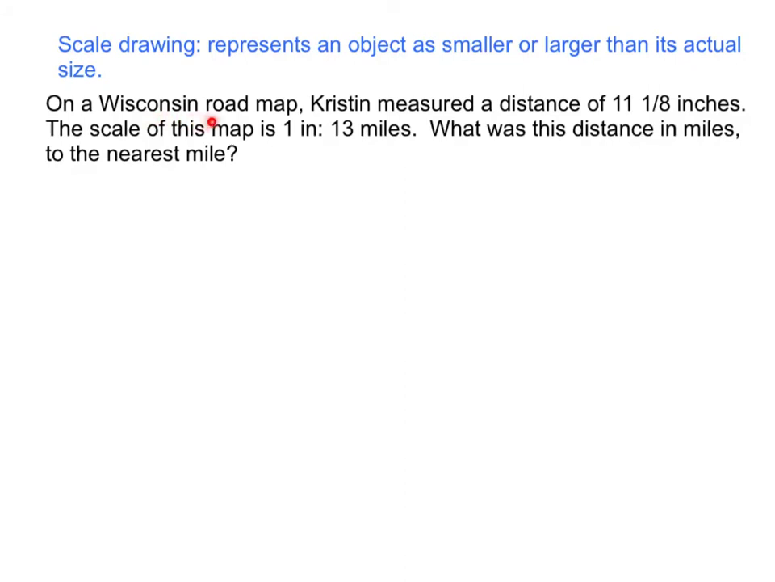So on a Wisconsin road map, Kristen measured a distance of 11 and 1/8 inches. The scale of this map is 1 inch to 13 miles. What was this distance in miles to the nearest mile? So what this scale tells you is that for every single inch on the map, it represents 13 miles in real life. And on this map, Kristen measured 11 of those inches, 11 and 1/8 inches. And so we want to know how many miles is that?